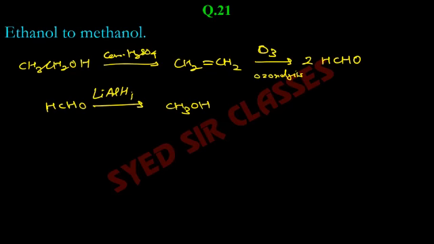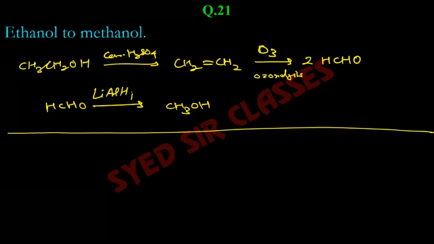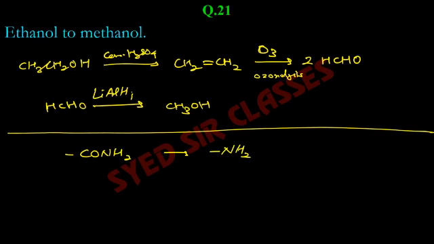Okay. The second way is another way to reduce the carbon. For that, we can reduce carbon by converting the amide, conversion of amide to amine. The amide group is CONH2, and if we convert it to just NH2 group, it means we reduced one carbon.